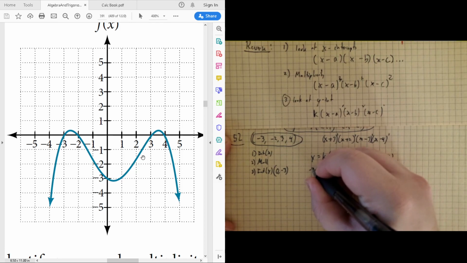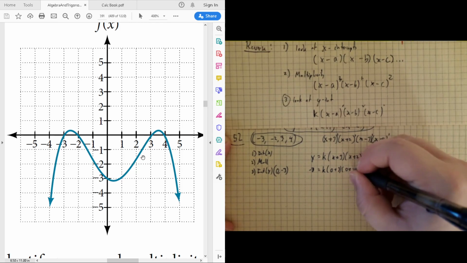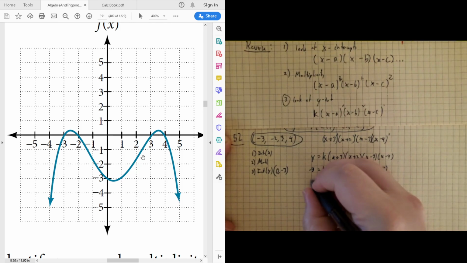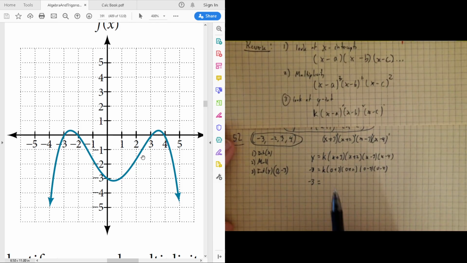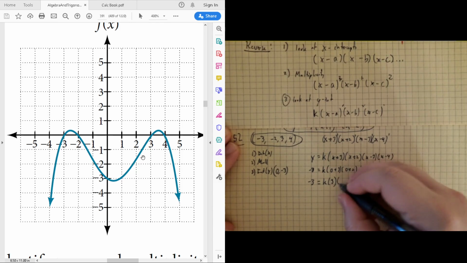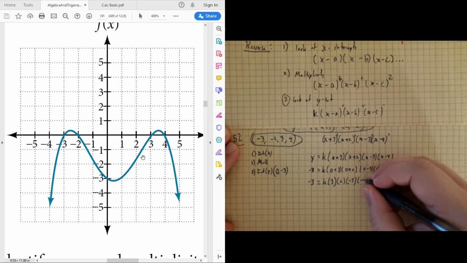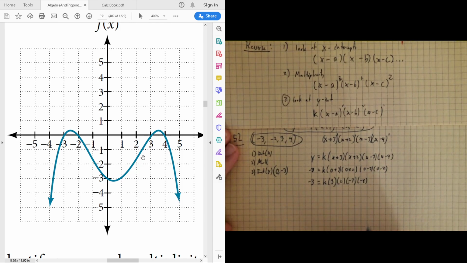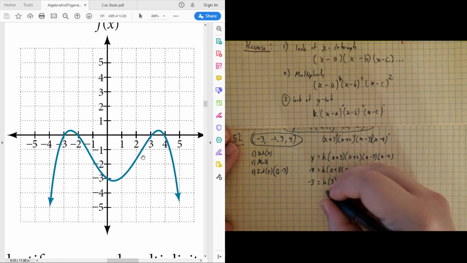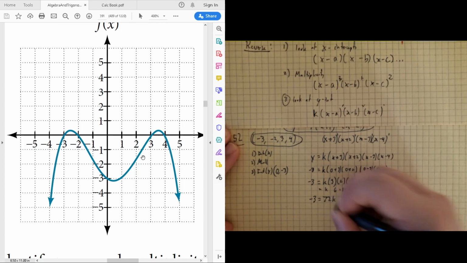So we do negative 3 equals k times 0 plus 3, 0 plus 2, 0 minus 3, 0 minus 4. All right, negative 3 equals, all right, 0 plus 3 is 3, 0 plus 2 is 2, 0 minus 3 is negative 3, 0 minus 4 is negative 4. All right, one piece at a time. 3 times 2 is 6. Negative 3 times negative 4 is positive 12. So k times 6 times 12, that's 72. So you have negative 3 equals 72k.